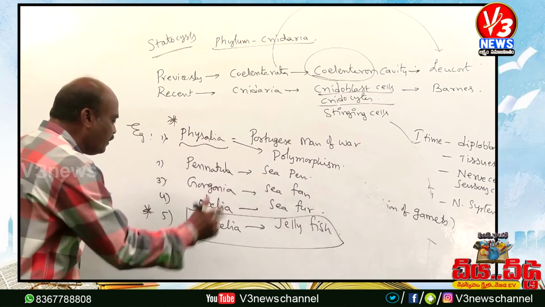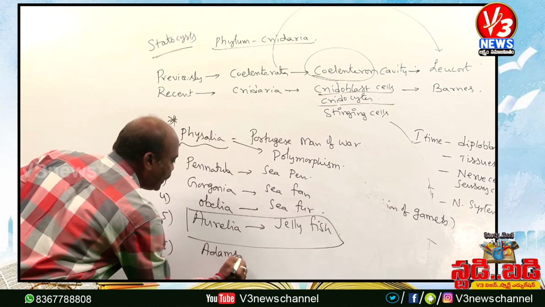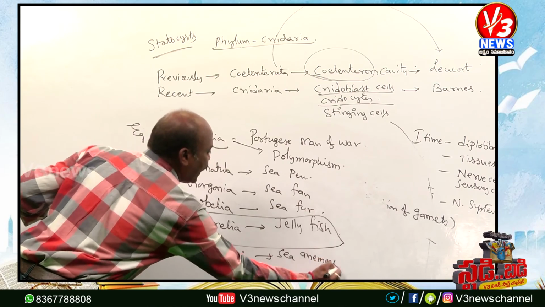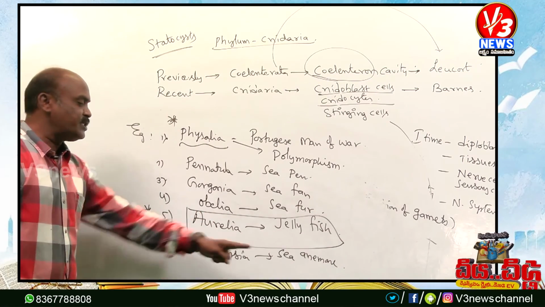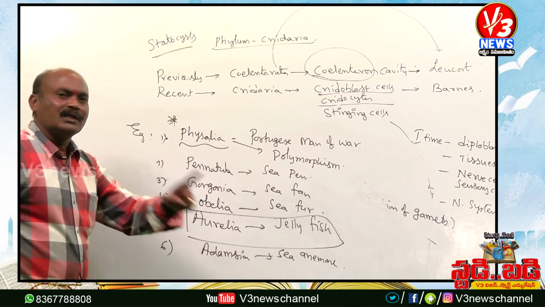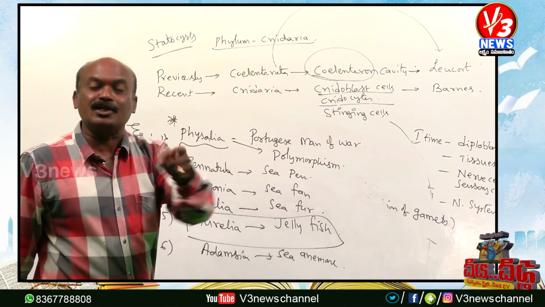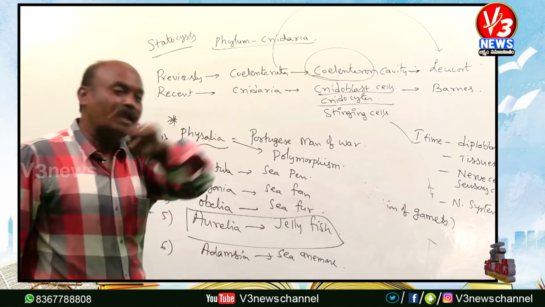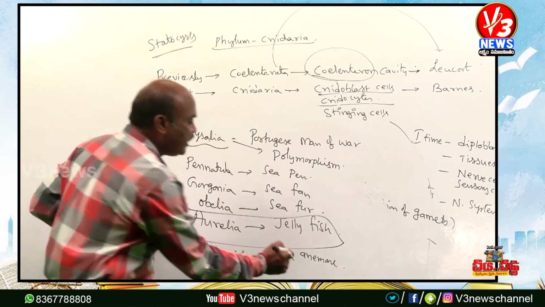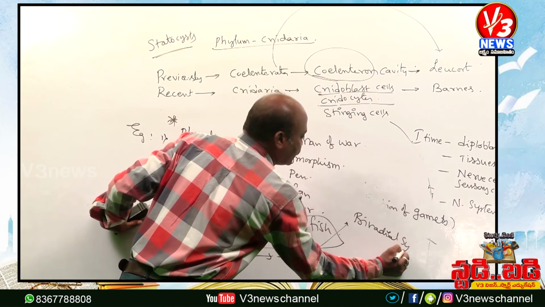And one more very important example: Adamsia. Sea anemone. Here is one speciality for sea anemone. This is the only Cnidarian that exhibits biradial symmetry. Remaining all exhibit radial symmetry. The sea anemone exhibits biradial symmetry.